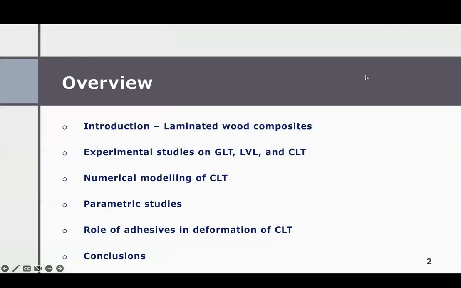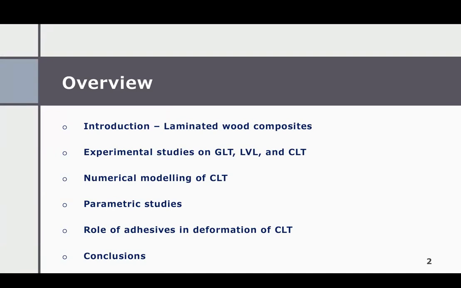Okay, so here's an overview of what I'm going to talk about today. First, I'm going to talk about laminated wood composite. What do we call a laminated wood composite and why are they so important? Then I'm going to share with you some of the experimental studies we conducted on a few laminated wood composites like glue-laminated timber, GLT, laminated veneer lumber, and cross-laminated timber. They're all laminated composites, but there are some differences. So I'm going to talk about that.